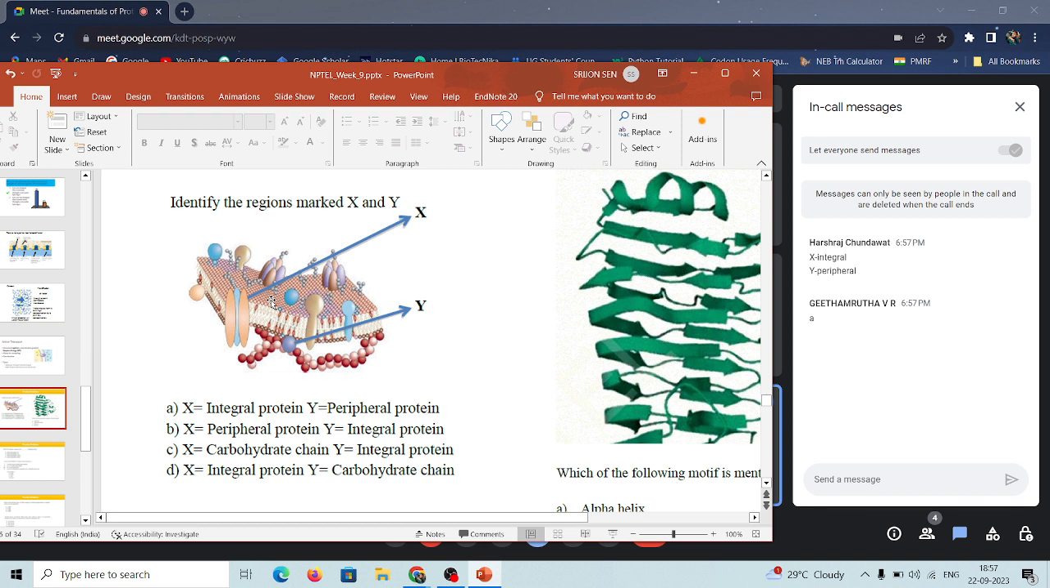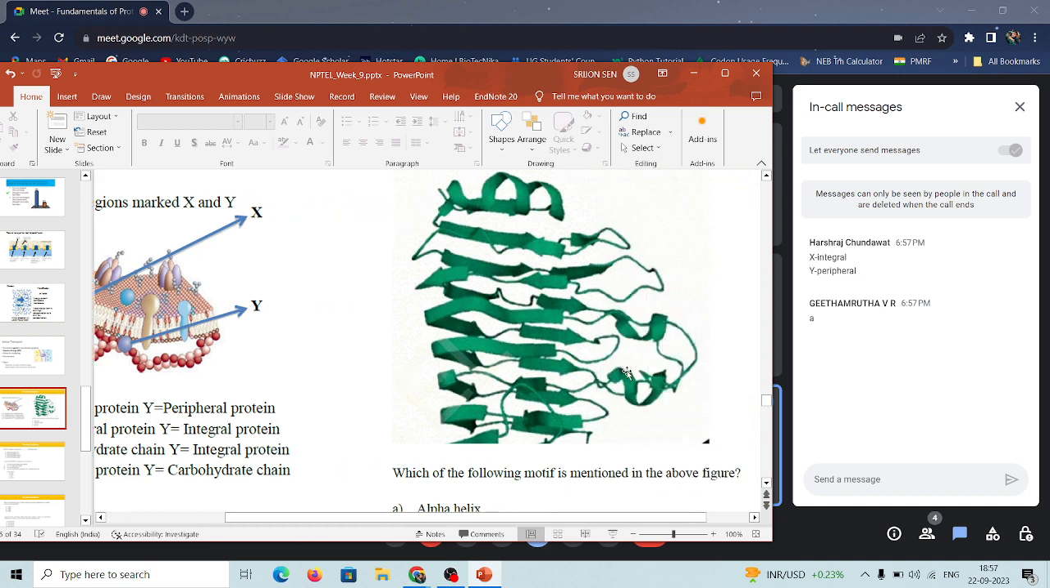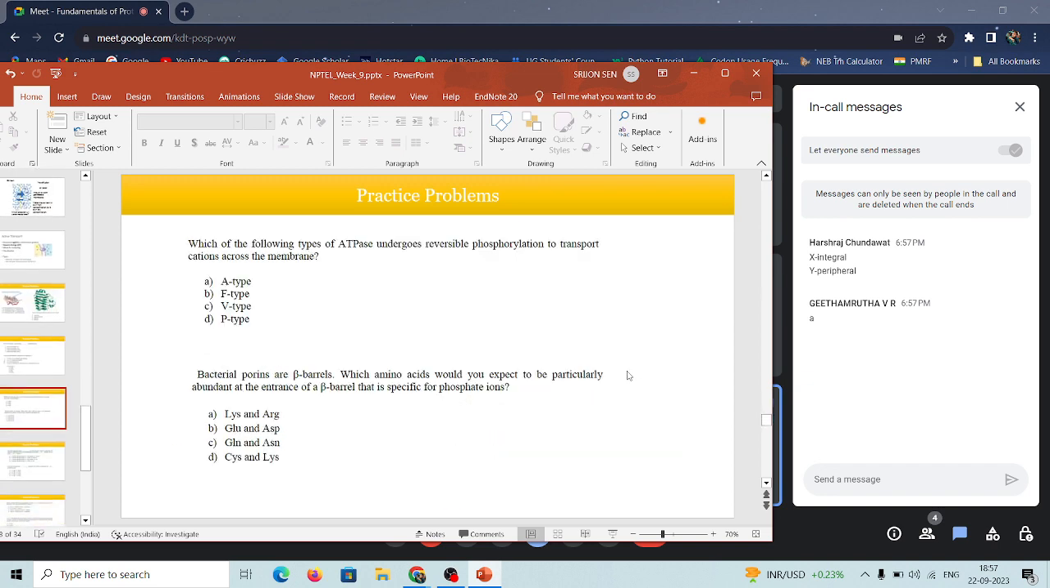Okay, that is the correct answer, because integral proteins are the membrane proteins that are embedded within the membrane permanently, whereas peripheral proteins are present on either side of the bilayer, and they adhere to the membranes temporarily and interact with the membranes indirectly, through interaction with different integral proteins or the head groups of the lipids. So this X is your integral protein and Y is your peripheral protein. That is correct. A is the correct option. Okay, the next one.